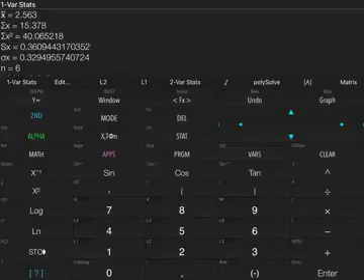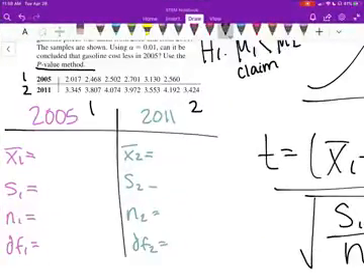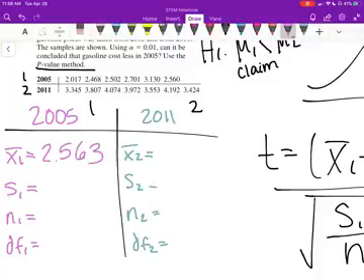So let's plug those back into our chart here. We have x bar 1 is 2.563. Sample standard deviation 1 is 0.361. n1 is 6. And degrees of freedom is 5.